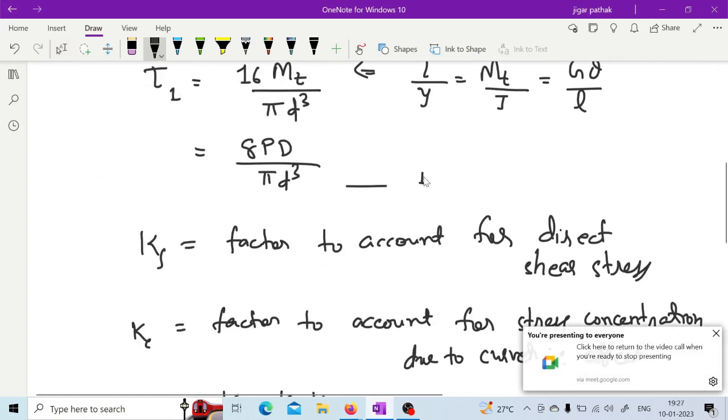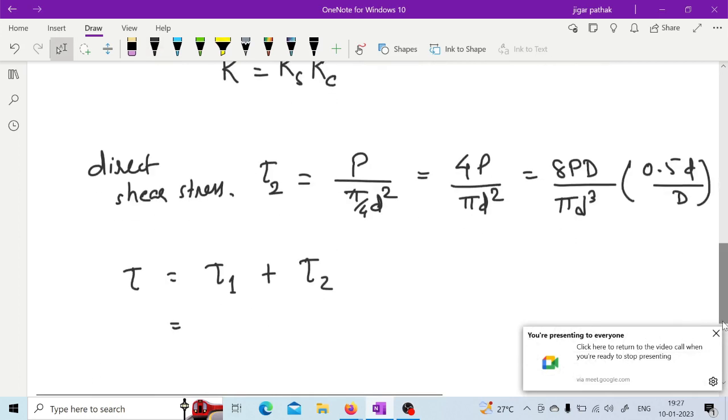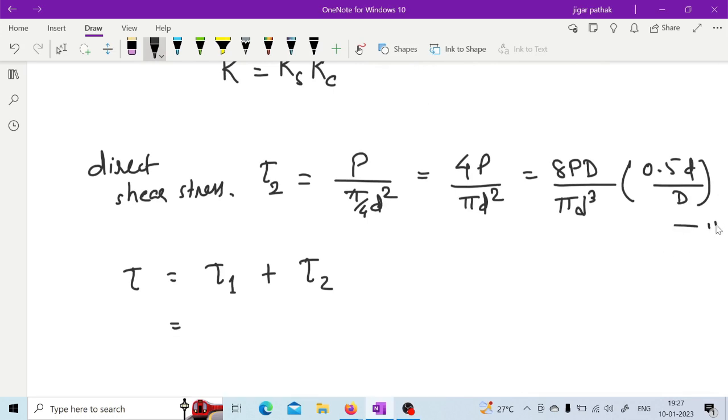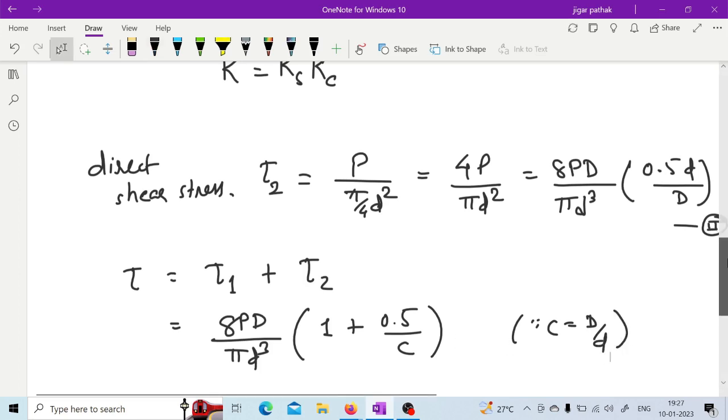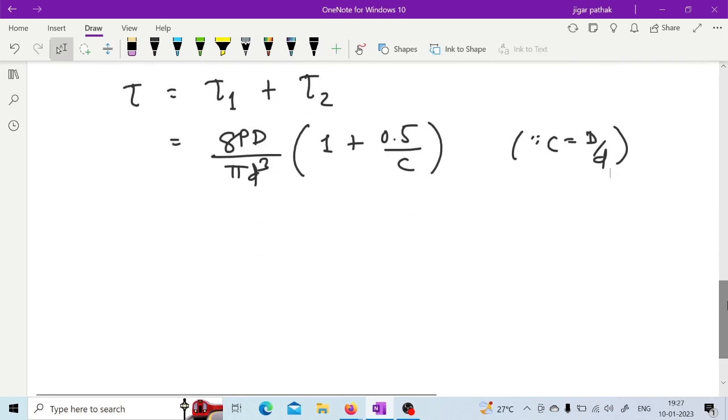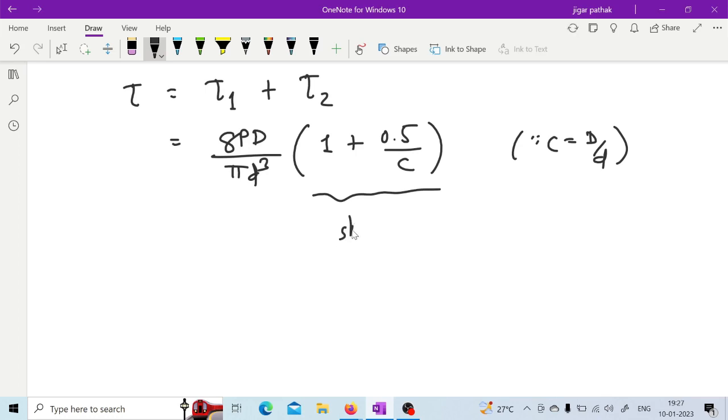As you can see here, if you say this as 1 and consider this as 2, then you can add both of this: 8PD upon pi d cube. I am not writing it again, I am directly taking it common, so that is 0.5 by C I am writing, because you know C is nothing but capital D by small d, that's spring index. So once you know this total shear stress acting in your spring, then you can derive this particular relation. Now this particular whole factor is shear stress concentration factor.